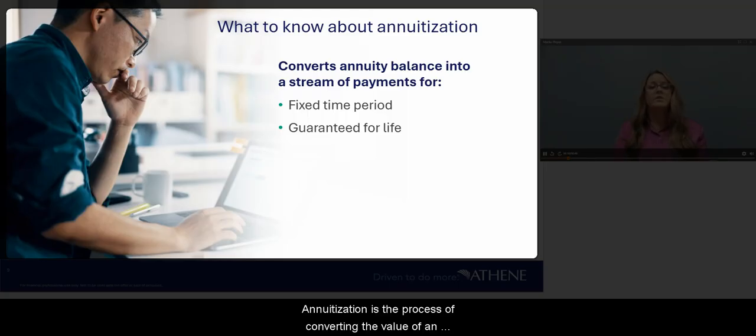Annuitization is the process of converting the value of an annuity into a series of periodic income payments. This is a crucial phase for those who have purchased annuities, as it determines how and when your client can receive their income. Annuitization provides a steady income stream, which can be particularly valuable during retirement. Payments can last for a lifetime, and they are low maintenance.